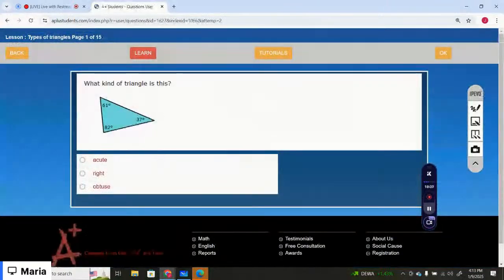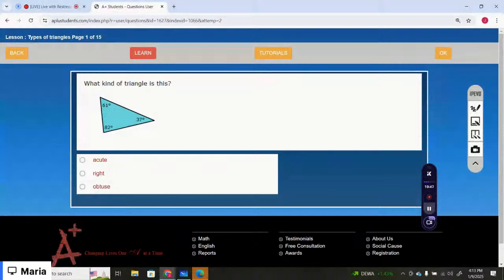What kind of triangle is this? If you want to see what kind of triangle this is according to the angles, then we have three types of triangle. They are acute triangle, right triangle, and obtuse triangle. Acute triangle is the one that has all the angles less than 90 degree, right? If one of the angle measurement is exactly 90 degree, then that is the right triangle. And if one of the angle is greater than 90 degree, then that would be the obtuse triangle.